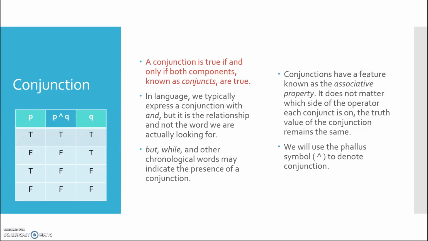They have a feature known as the associative property, which means it doesn't matter which side of the operator each conjunct is on, the truth value of the conjunction remains the same. We will be using the wedge symbol, the upward arrow, to denote conjunction. Here you can see on this truth table, if P is true and Q is true, then P and Q is also true. P and Q is false in every other scenario.